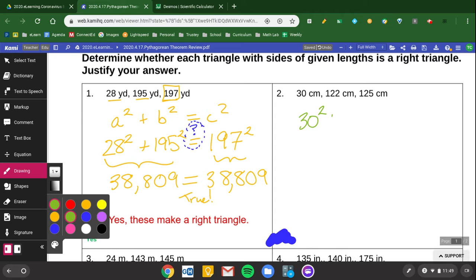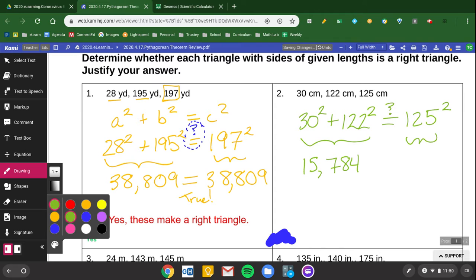30 is the smallest side, 122 is the medium side, 125 is the largest side, and I'm going to write a little question mark up here. Does this work or does it not? Well, off to Desmos, when I calculate 30 to the second power plus 122 to the second power, it equals 15,784. Meanwhile, when I square 125 times another 125, I get 15,000. Hey, good. Oh, no. This ends up being 625.